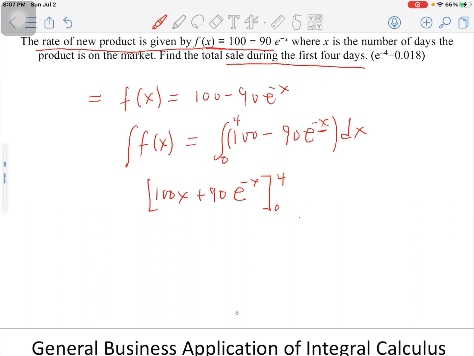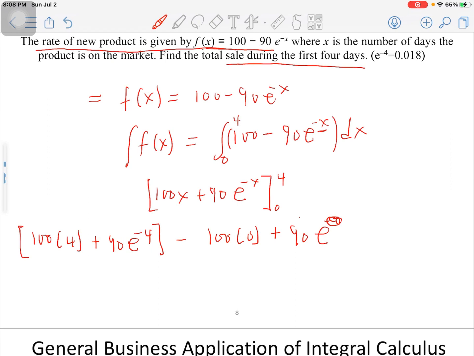So based on that, as usual, the fundamental theorem of integral calculus, the upper limit minus the lower limit, and therefore we are going to have 100 multiplied by 4 plus 90 exponent negative 4. This is our upper limit, and then minus 100 multiplied by 0 plus 90 exponent negative 0. You know we don't have negative 0, so we can just make it 0. And exponent of 0 is 1.